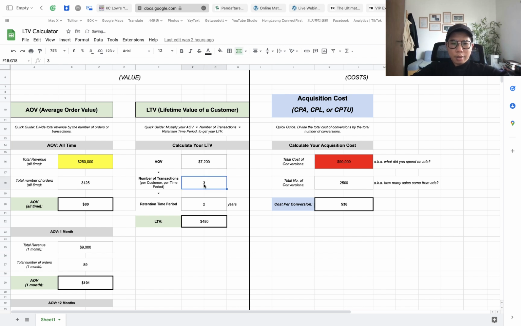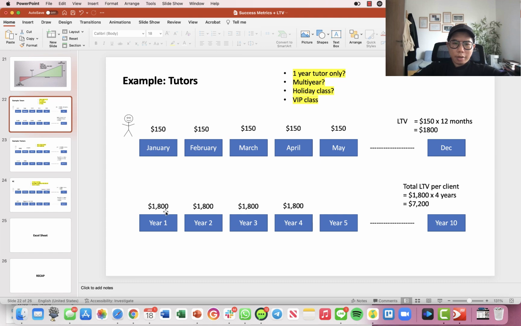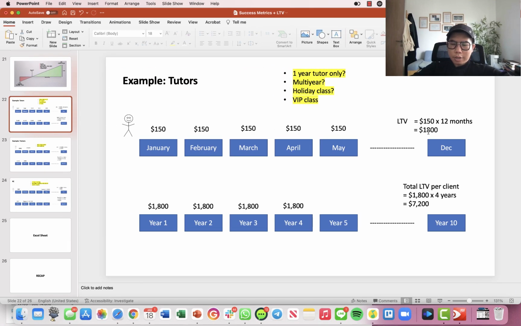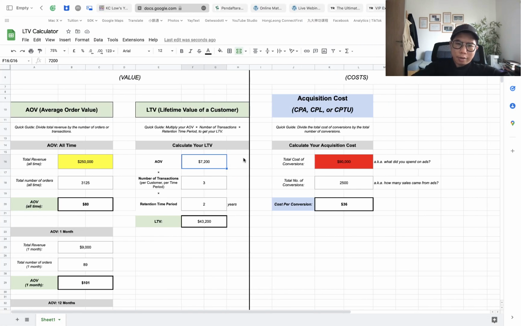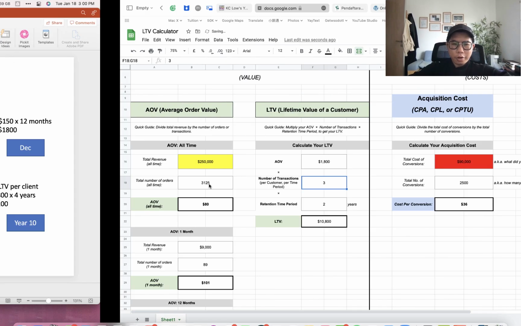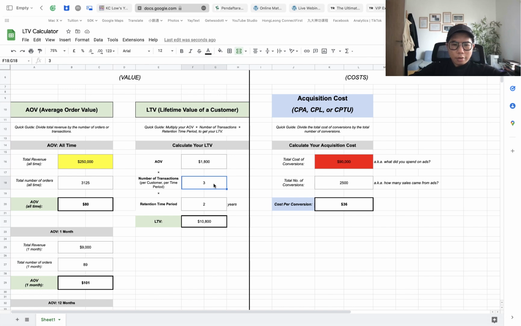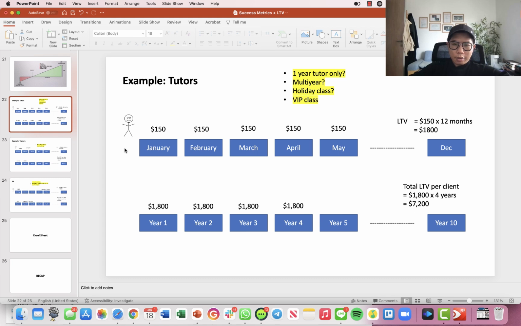Then there's how many transactions per time period. Let's say, for example, they pay me 1,000 a year. Then probably they pay me over 4 years, one transaction, second transaction, 3,000. There's one transaction. I calculate this as one transaction.